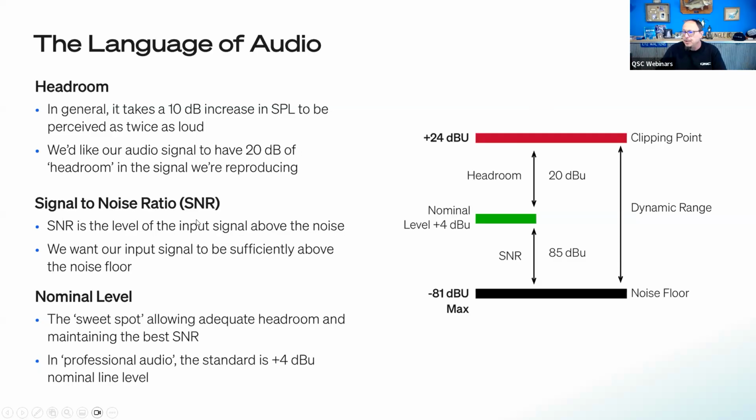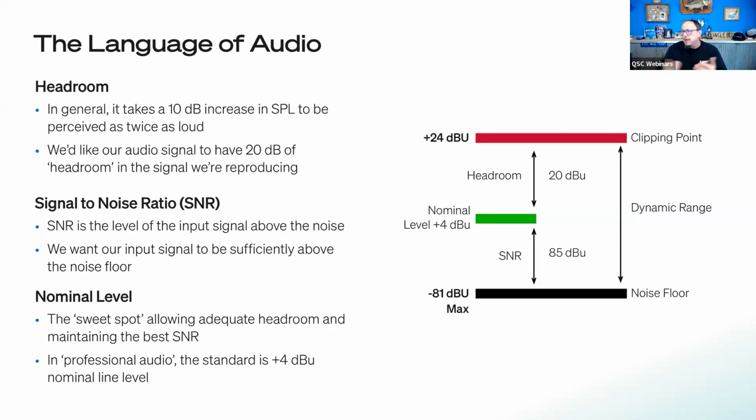And then signal to noise ratio, this is going to be the difference between the noise floor and where the nominal level is. So in dBu, in this example here, negative 81 to +4 is 85. So you're going to end up there.